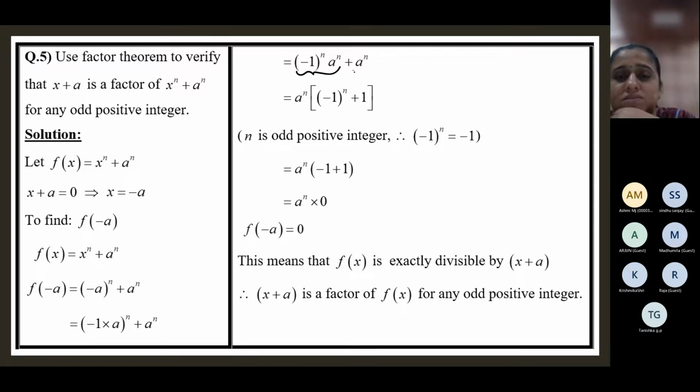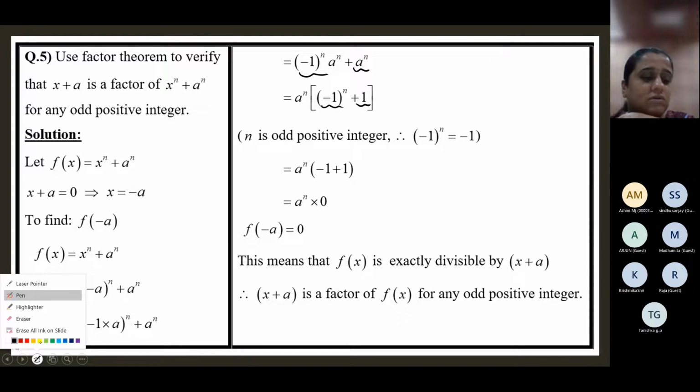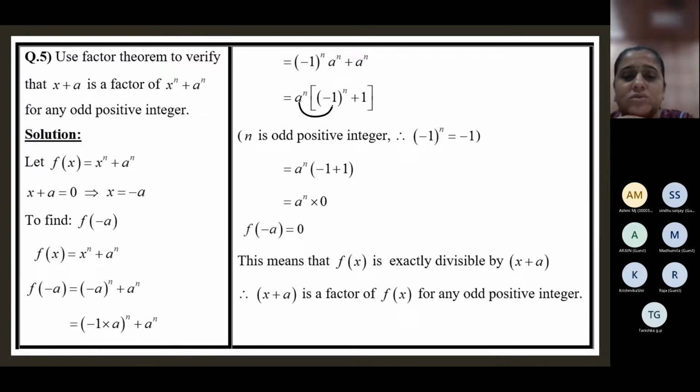this is one term, this is another term separated by a plus sign. Now the two terms have A power n common. So take out the common factor. Now, what to write in the bracket? Since there are two terms here, you'll get two terms in the bracket also. Now, A power n into this one will give you the first term, -1 to the power n into A to the power n. And when you multiply these two, A to the power n into 1 is A to the power n.